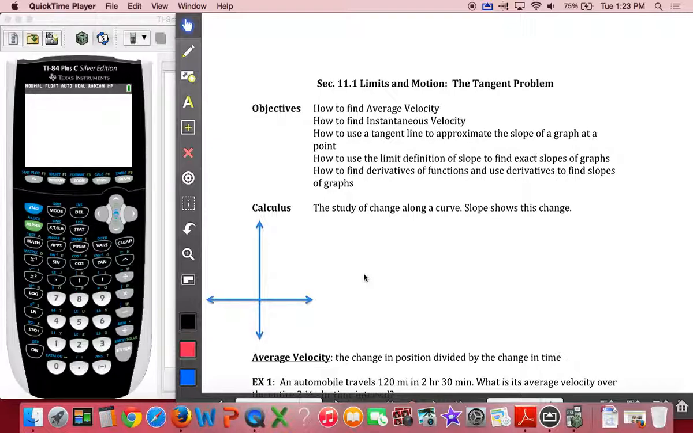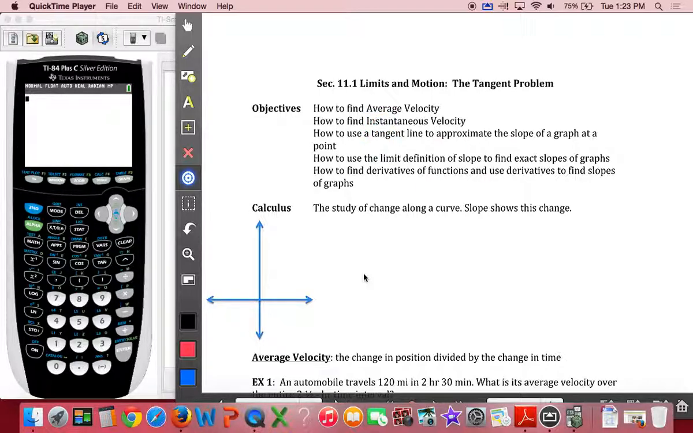All right, so we're going to look at only how to find average velocity, instantaneous velocity, and then we're going to use the tangent line to approximate slope. We'll do the rest of these tomorrow. And you might be thinking, well, how does a tangent line have anything to do with average or instantaneous velocity? And it has a lot to do with it.